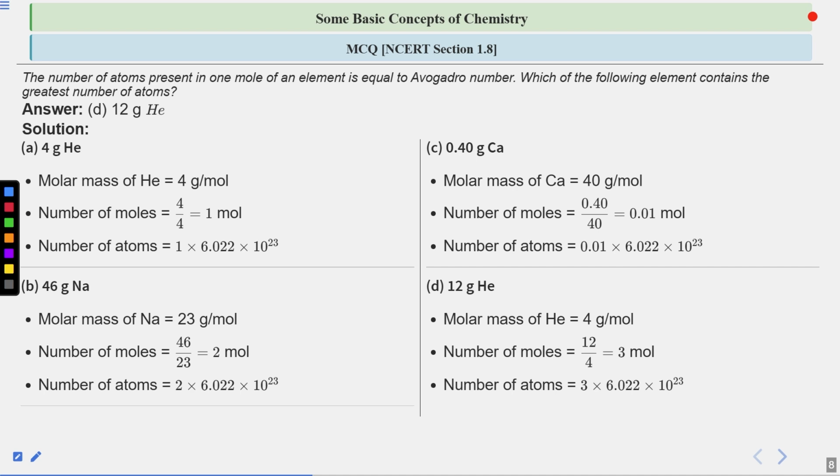Now last question. We have last option. We have 12 gram of helium. Again we know that the number of moles formula is given mass by molar mass. So 12 by 4 will give you 3 mole, which will be number of atoms is equals to 3 into 6.022 into 10 to the power 23. We can see and say it very clearly that 12 gram of helium has the largest number of atoms, as it has 3 multiplied by the Avogadro constant, whereas others have 1, 2 and 0.01 as the factor multiplied by the Avogadro constant.